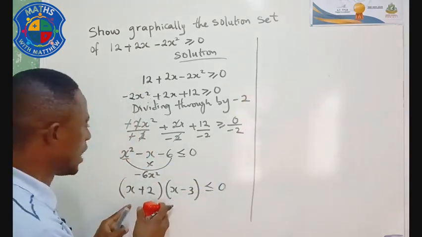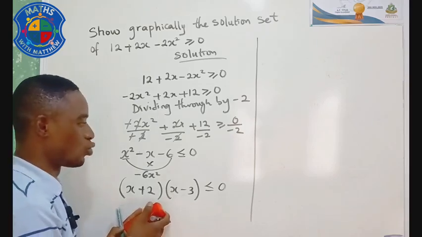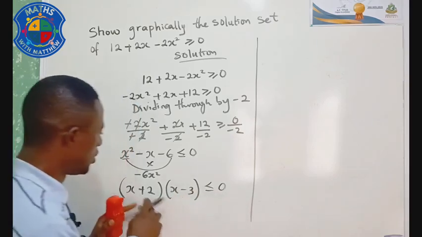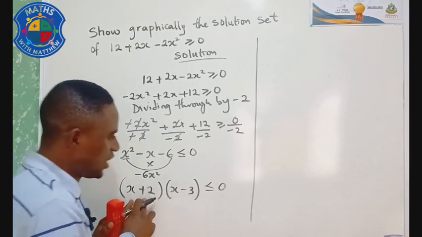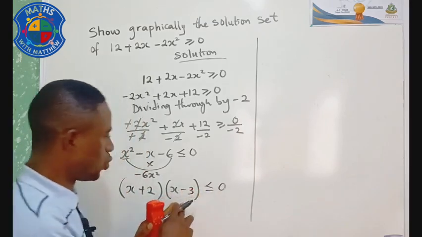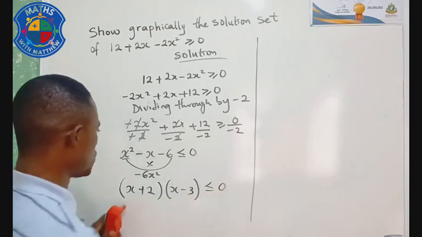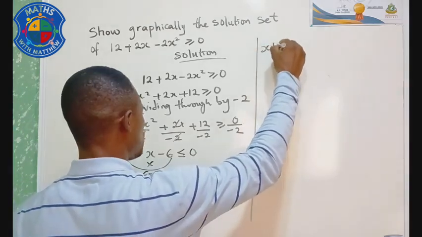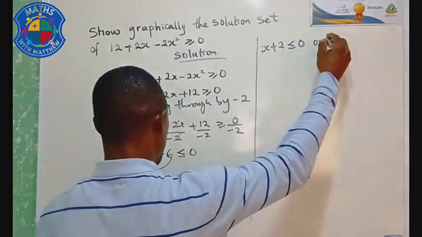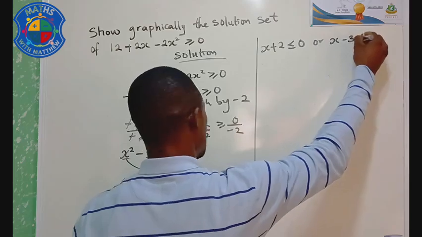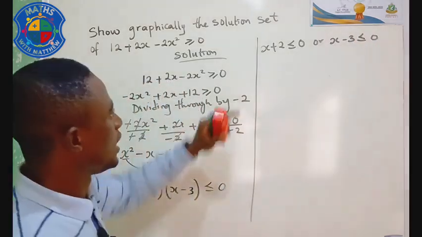This is the product rule now. When we talk about the rule of product in quadratics, this is multiplying this. That means we pick this one, we equate it to this. We pick this, we equate it to this. That means what we have now is x plus 2 less than or equal to 0, or x minus 3 less than or equal to 0.